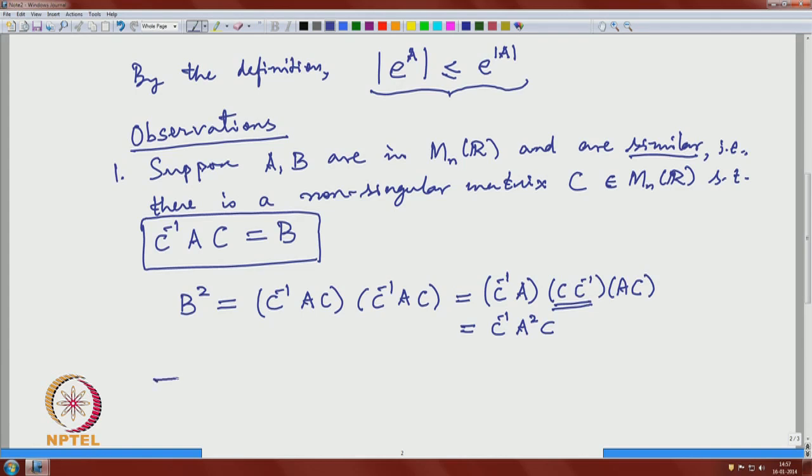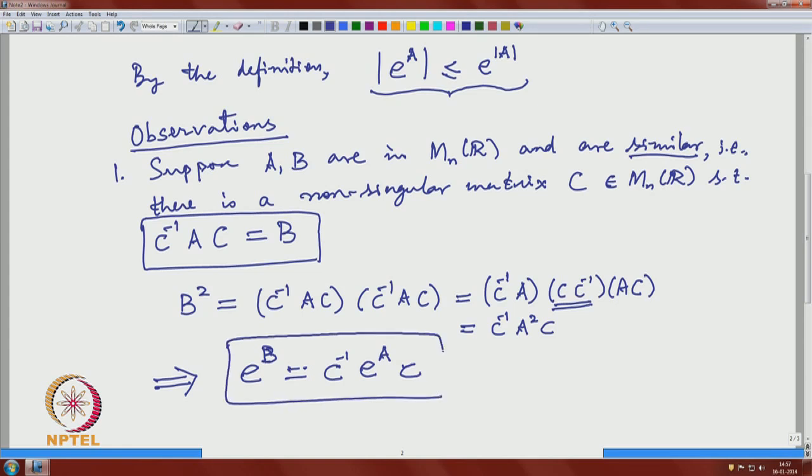So, what you can see is that e to the B is C inverse e to the A C. So, that means if A and B are similar, the exponential of A and the exponential of B are also similar. That is what it says.